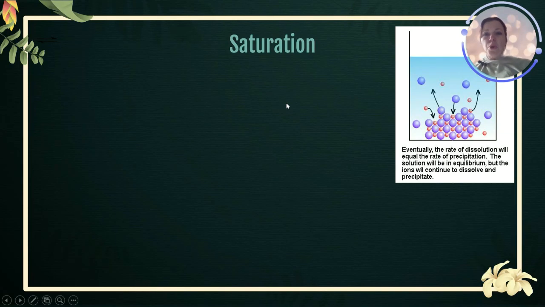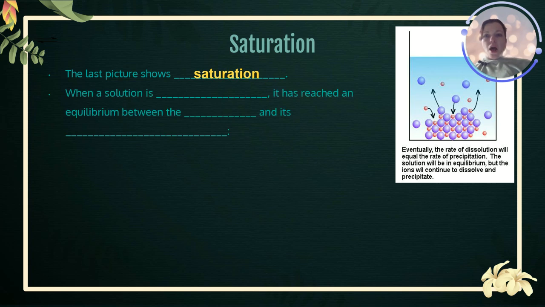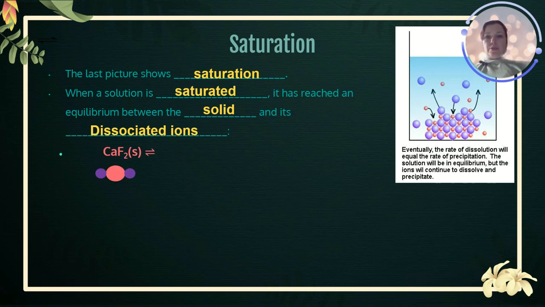Now we're going to examine a special point in this process called saturation. The last picture shows saturation. Actually, this picture shows a point past saturation. When a solution is saturated, it has reached equilibrium between the solid and its dissociated ions. We call the saturation point that last point at which if you added one more crystal, you would immediately start to see the precipitation. So it's at that last point beyond which you would see precipitation start to happen.